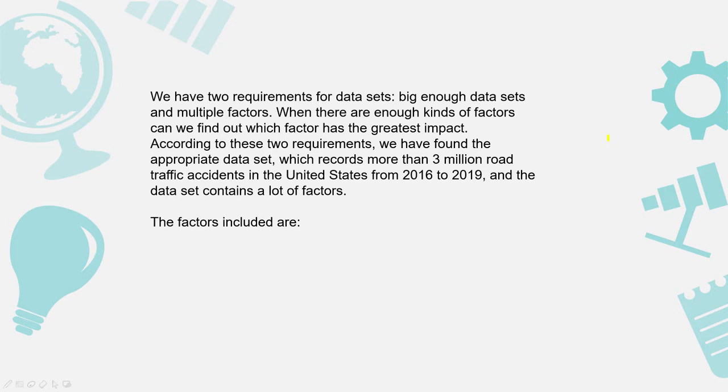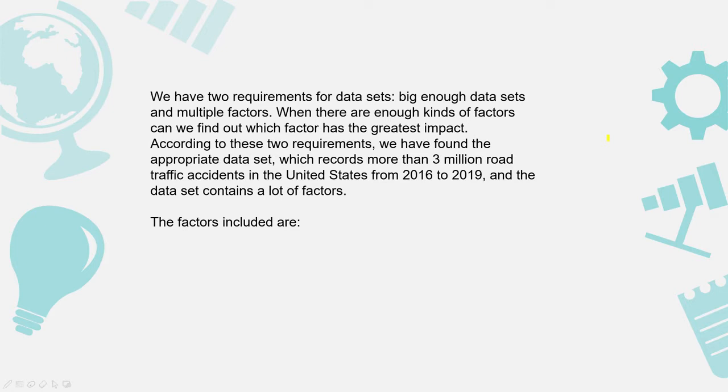We have 2 basic requirements for datasets. First, big enough datasets and multiple factors. When there are enough kinds of factors, we can better analyze which factor has the greatest impact. According to these 2 requirements, we have found the appropriate dataset, which records more than 3 million traffic accidents in the United States from 2016 to 2019.